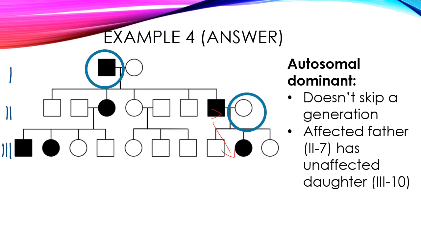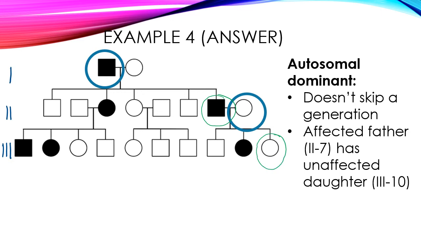In terms of autosomal or X-linked, I can see that the proportions between males and females are equal, so it's unlikely going to be X-linked. So I need a concrete piece of evidence. I can see that the affected father, 2-7, has an unaffected daughter.